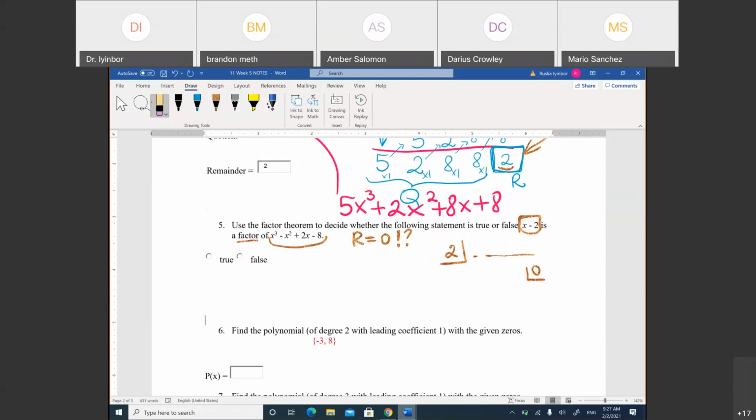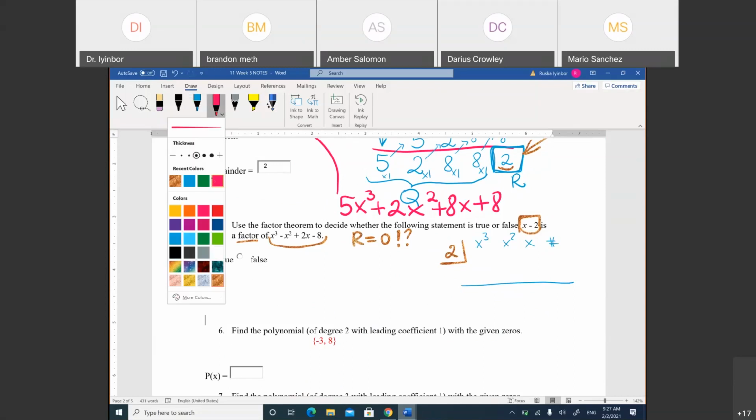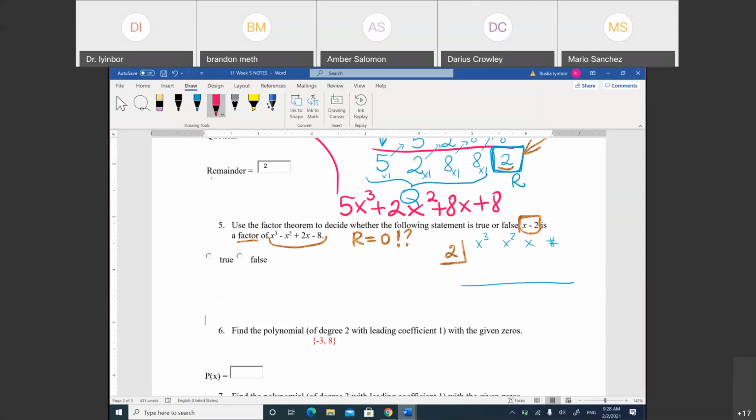So I'm going to set up my table here. What I have in front of the table is 2. X cubed is the highest, then I have x squared, x, and the number. And I'm going to calculate this table real quick. So what is the number in front of x cubed? The number in front of x cubed is 1. What is in front of x squared? Negative 1. In front of x is 2. And the last number is negative 8.